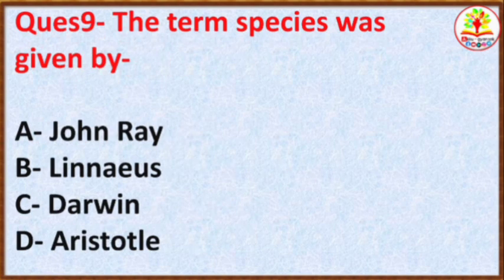Question number 9. The term species was given by A. John Ray, B. Linnaeus, C. Darwin or D. Aristotle. The answer is A. John Ray gave the term species.